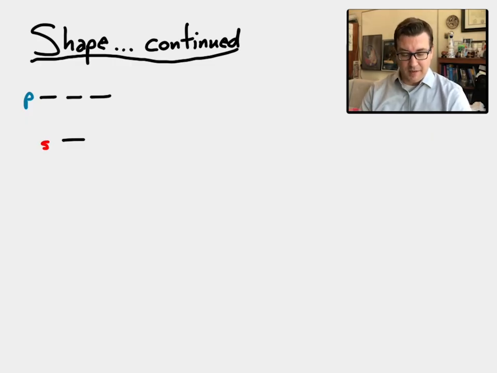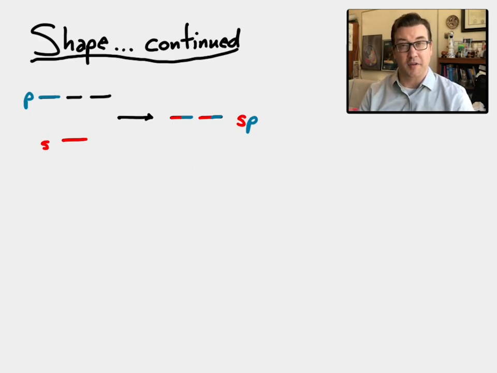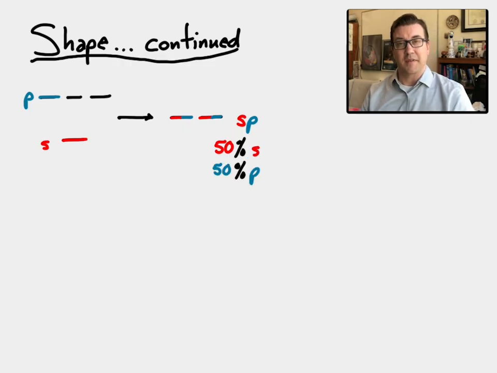So if we were to hybridize sp, we would take one s orbital and one p orbital to make these new sp orbitals. And because we are putting 2 orbitals in, we get 2 orbitals out. And because an sp orbital has one s and one p, there is 50% s and 50% p. So energetically, they're right in the middle.